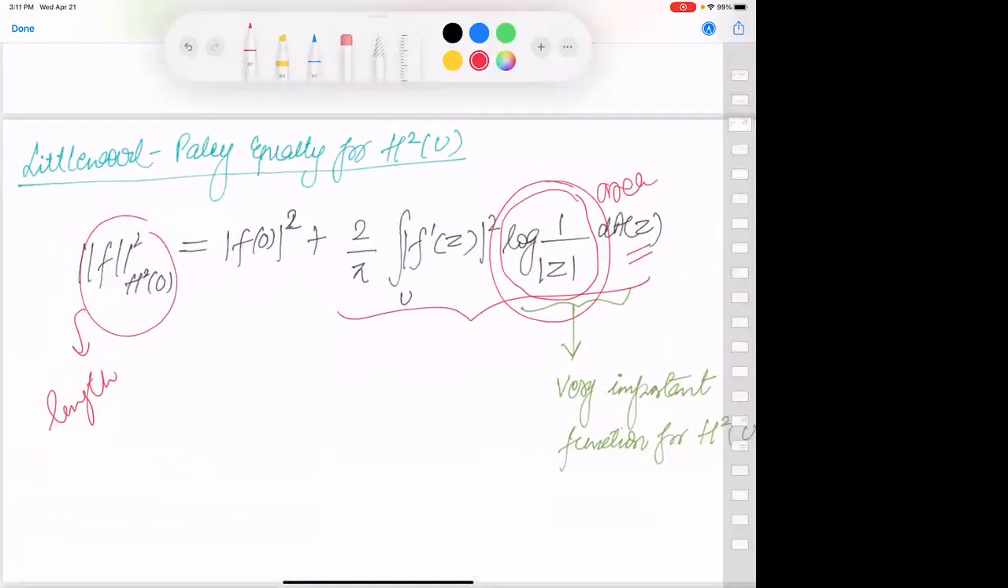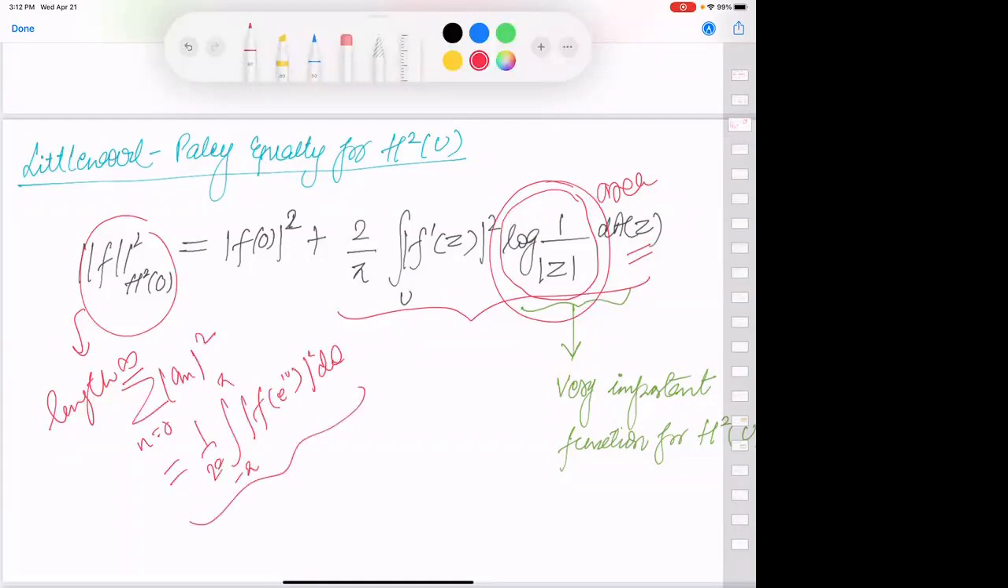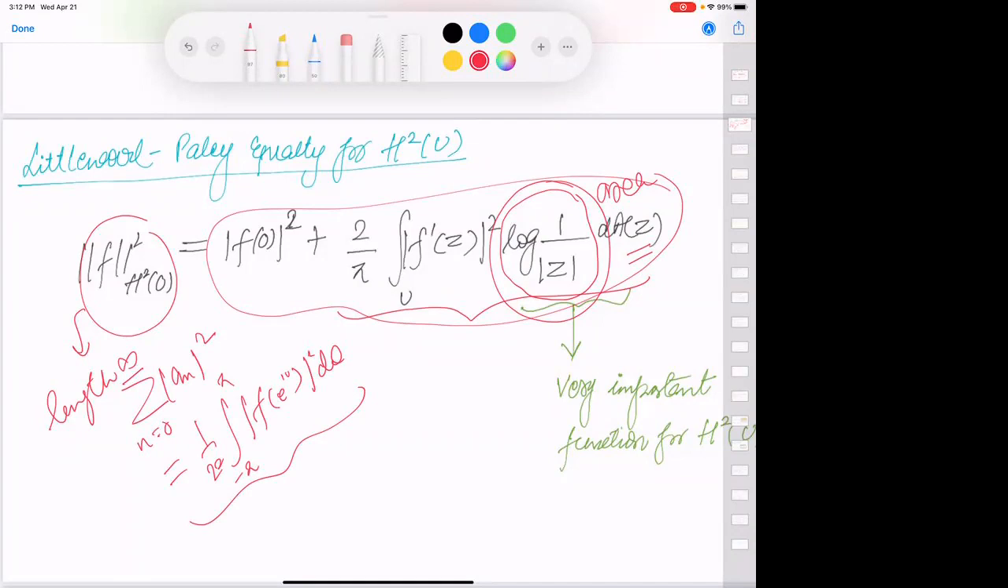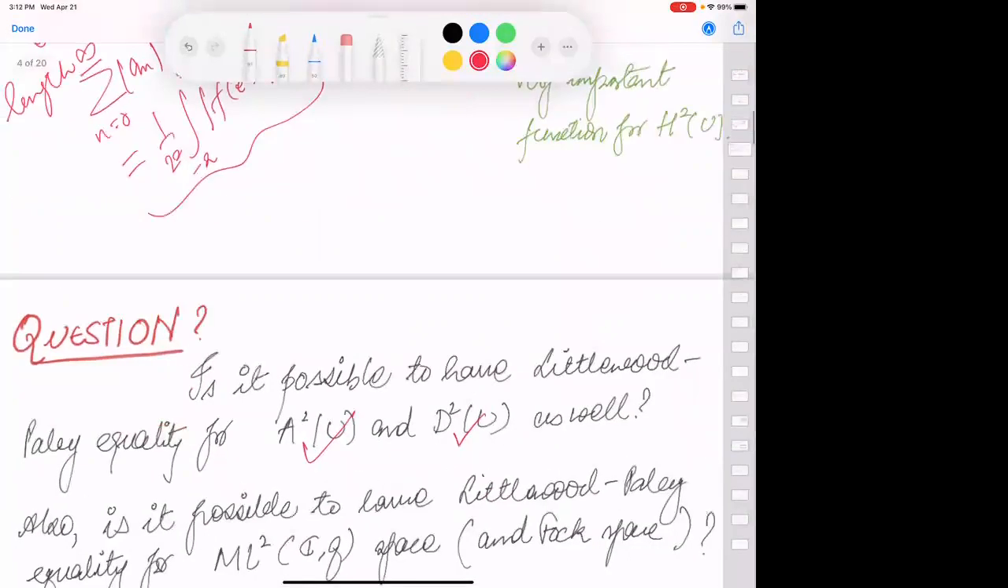I wanted to know, when we see the Littlewood-Paley equality for Hardy space, there is an identity for the Hardy norm, which is directly represented as 1 over 2 pi, integral from minus pi to pi of f of e to the i theta squared d theta, and this is ultimately equal to the whole thing in terms of f of 0 squared. I was curious about Bergman space. So Bergman space is this thing, right?